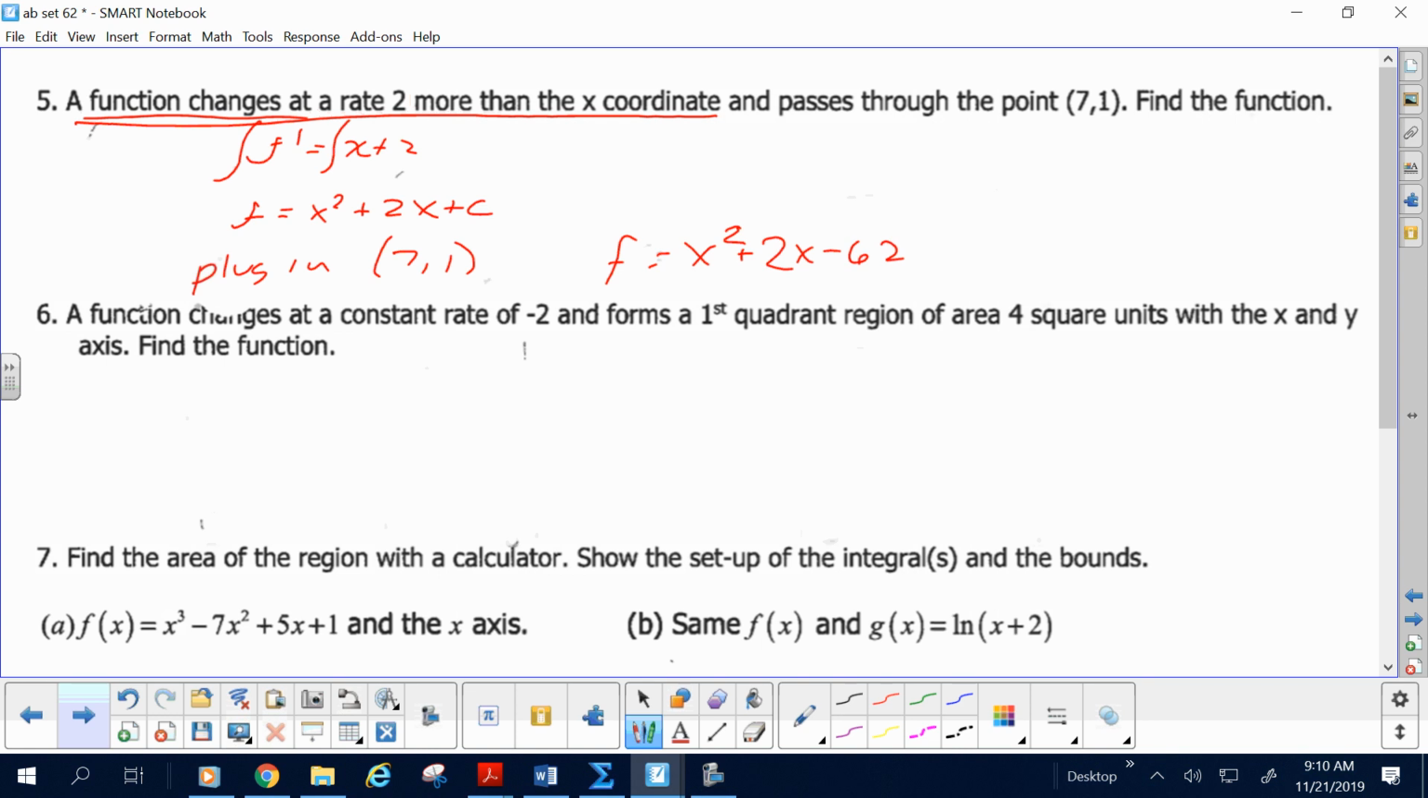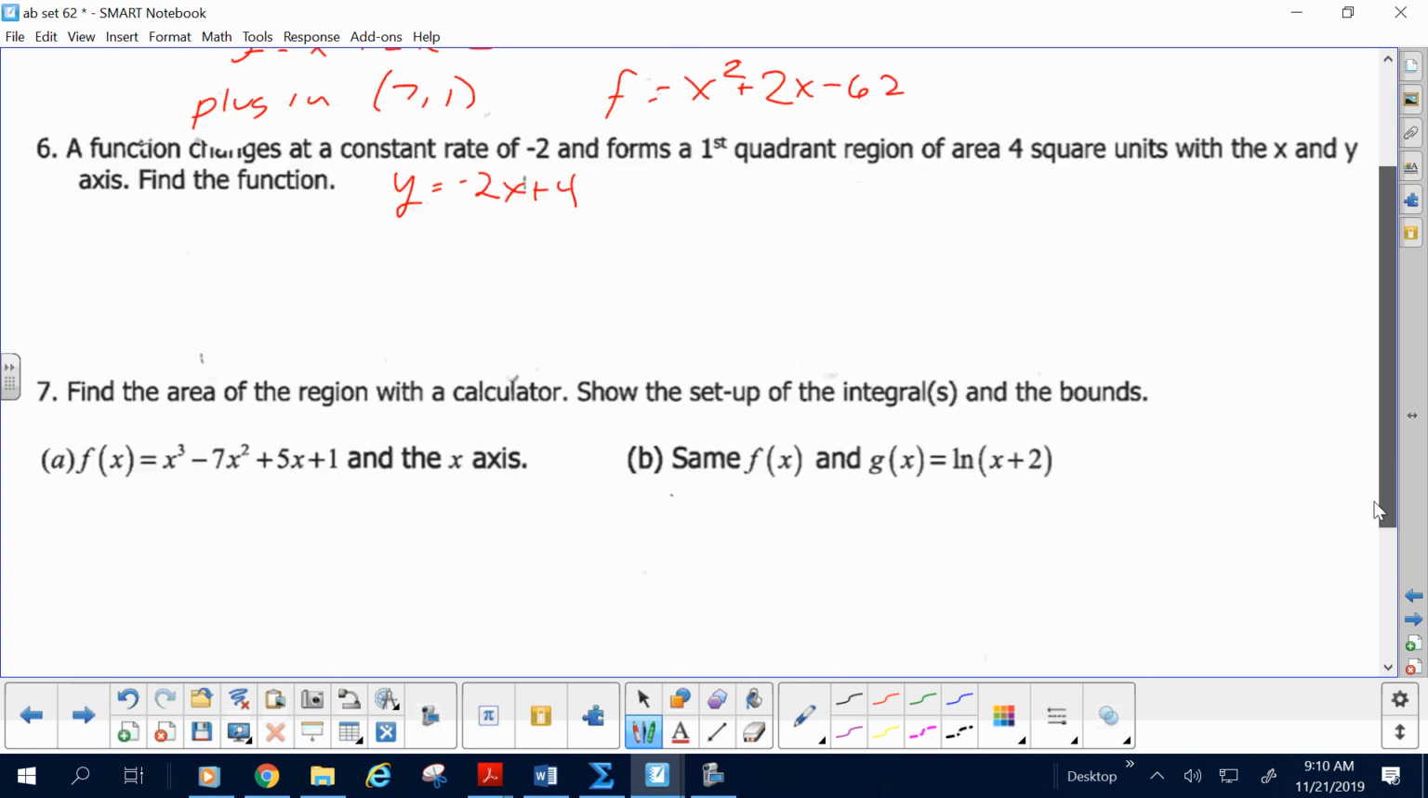Okay. This guy, the function changes at a rate, let's set the x and y, find the function. Did you get something like the function is a line with y equals negative 2x plus 4? That one I kind of did a little bit of calculus, then I did just a little bit of trial and error. We can come back to that.